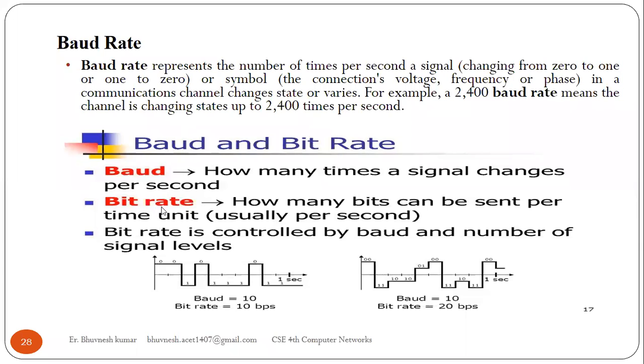Then next is your bit rate. Bit rate is how many bits can be sent per unit time. Bit rate is controlled by baud and the number of signal levels. If baud is 10, then bit rate is also 10 bits per second. Signal changing is your baud, and the number of bits that are sent is your bit rate.